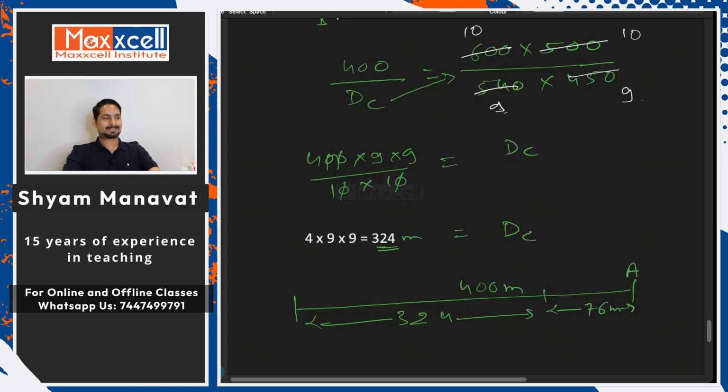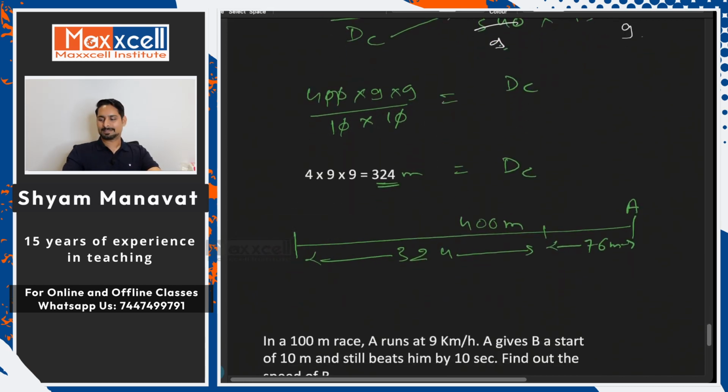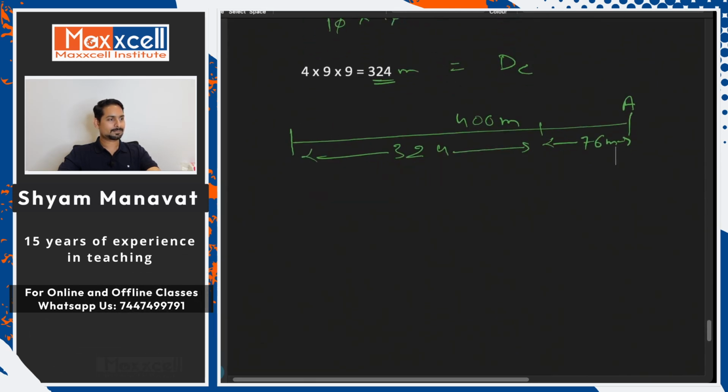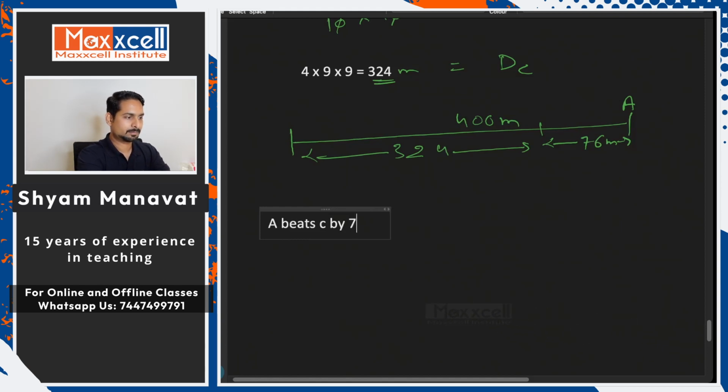Okay, so the answer is A beats C by 76 meters in the race of 400 meters. That's your answer.